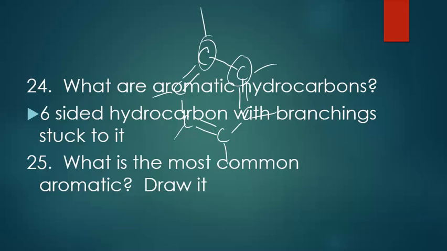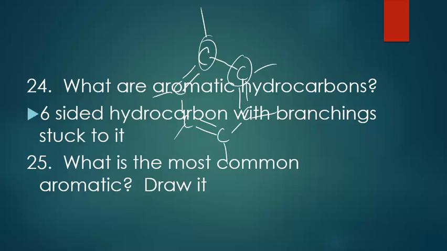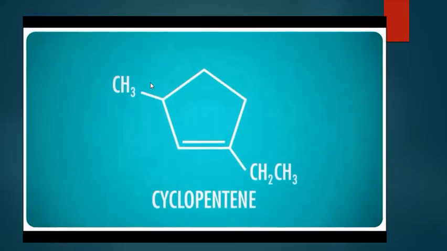The most common aromatic was benzene. Example, this ring has 5 carbon atoms in a double bond, so it's a cyclopentene. It has 2 branches, an ethyl group and a methyl group. We list these in alphabetical order in the name, and we number the carbons in the ring so that we get the lowest possible numbers on the branches and on the double bond.